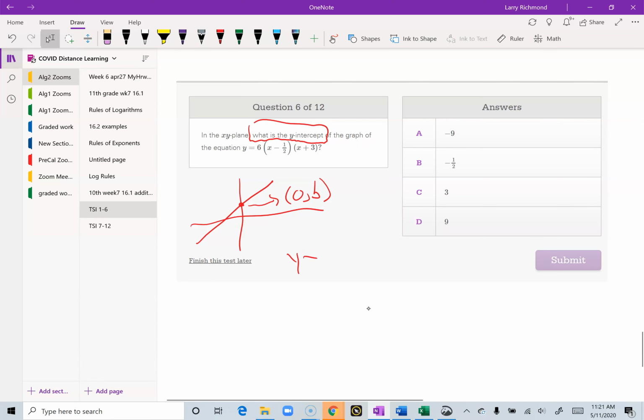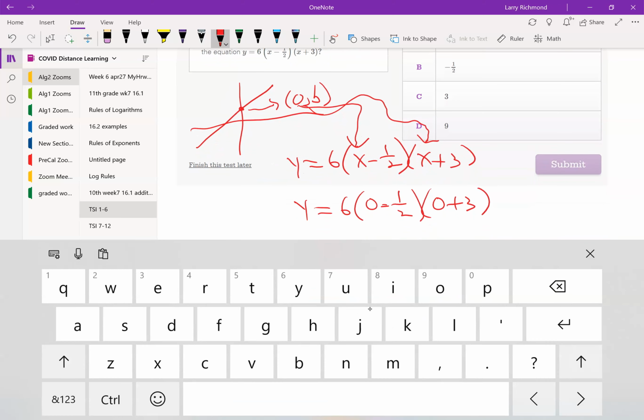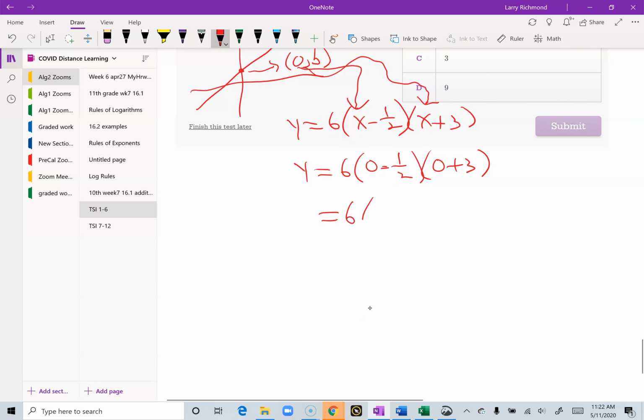In this case, we have y equals 6 parentheses x minus 1/2, x plus 3. We are simply going to substitute 0 in for x. To find the y-intercept, you can let x be 0. So we have 6 times 0 minus 1/2 and 0 plus 3. Well, 0 minus 1/2 is a negative 1/2. 0 plus 3 is 3. Negative 1/2 times 6 is a negative 3. Negative 3 times positive 3 is a negative 9. The answer will be negative 9.